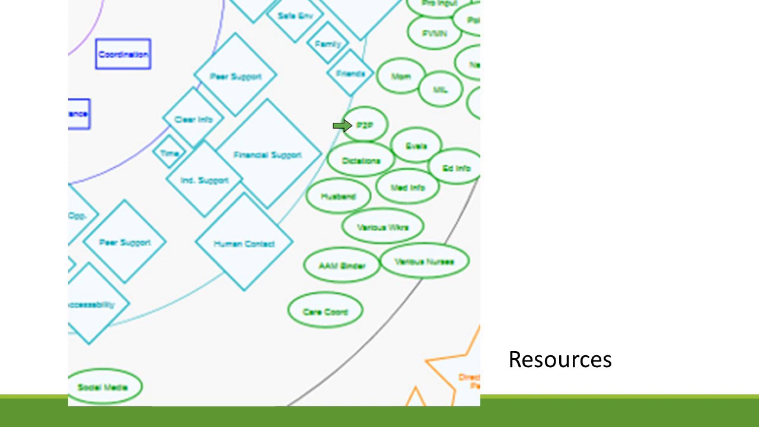I also put peer support as one of my resources. Again, other parents have been so helpful in helping me understand how to coordinate all of these things for Charlie. They've been there. They've done it. They know the tips. They know the tricks. And they know who to ask and what to ask.